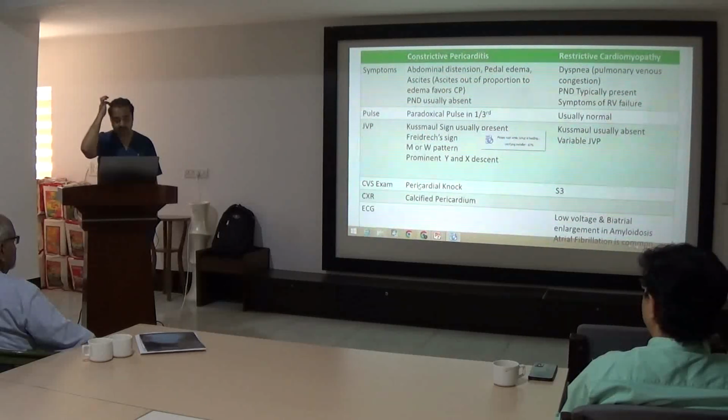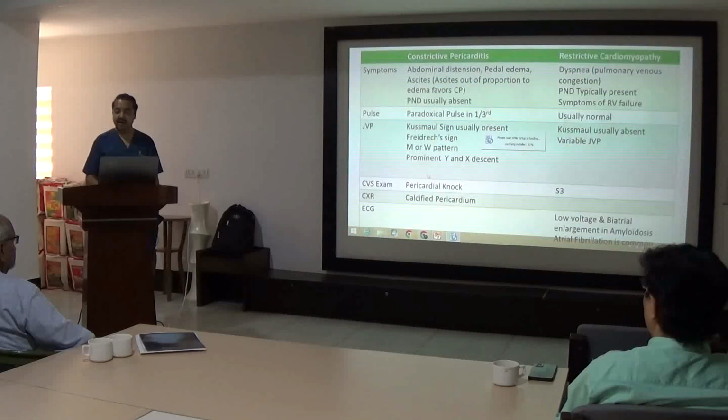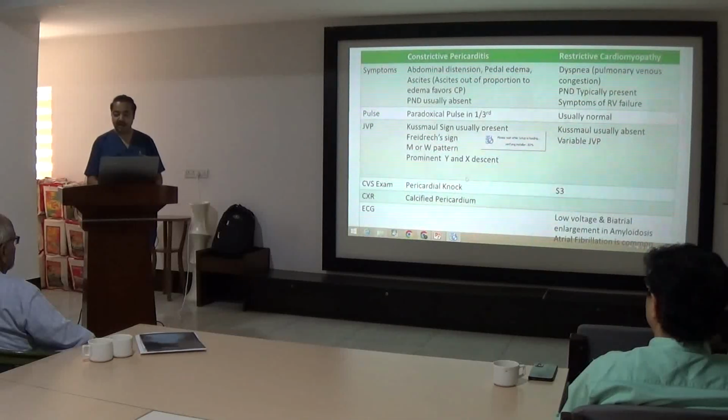On CVS examination, there will be an S3 in restrictive cardiomyopathy as it's a diastolic failure, while in constrictive pericarditis it's a pericardial knock, which is again a diastolic sound, because the ventricles which are underfilled will get empty during systole, and during early part of diastole, when there is longitudinal lengthening of the ventricle, that will lead to sudden filling of the ventricle. That also gives rapid X descent, and that also gives pericardial knock.